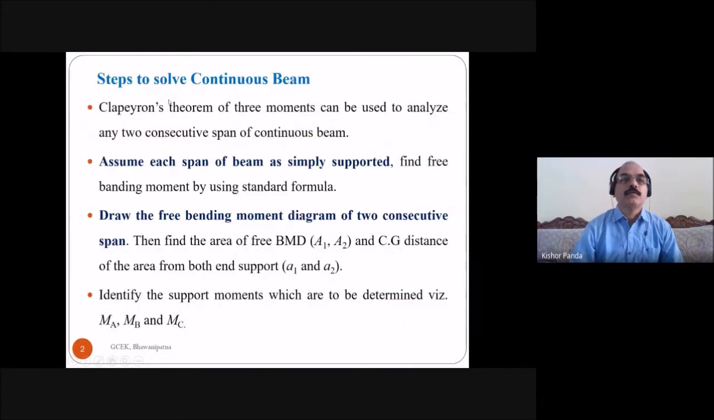These are the steps you know how to solve the continuous beam. You have to use Clapeyron theorem to any two consecutive spans of the continuous beam. Then assume each span of the beam is simply supported. Then draw the free bending moment diagram. Then find the area of the free BMD, A1, A2. Then the centroidal distance of the free BMD from both end supports. Then you have to identify the support moments which are to be determined, MA, MB and MC.